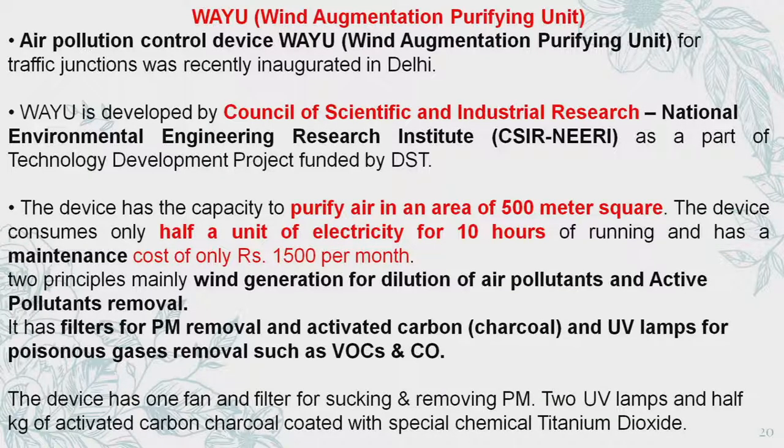Native pollutant removal. So this is the principle of the instrument. One is wind generation for dilution of air pollutant. Secondly, active removal of pollutant. It has filters for particulate matter removal, the activated carbon and the UV lamp for poisonous gases, to remove volatile organic compound or hydrocarbon and also remove carbon monoxide.